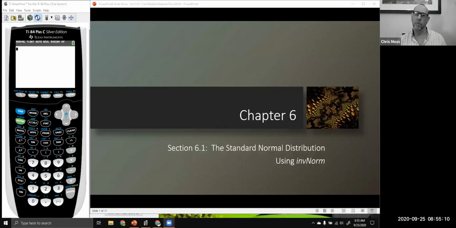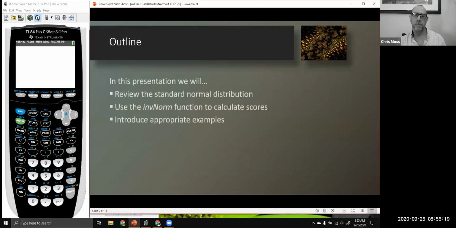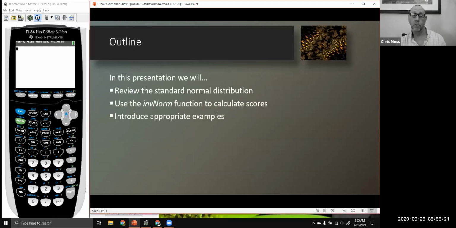All right, 6.1, the standard normal distribution using inverse norm. That's the tool we like here. Let's see. We have a bit of an outline. We're going to review the standard normal distribution. Probably the last time I touched bases there. Then I'll show you guys how to use the inverse norm function to calculate scores. We'll take a look at appropriate examples as we work our way through the topic.